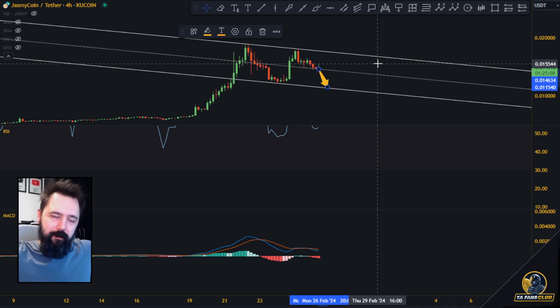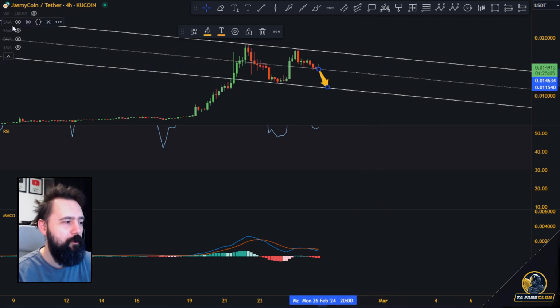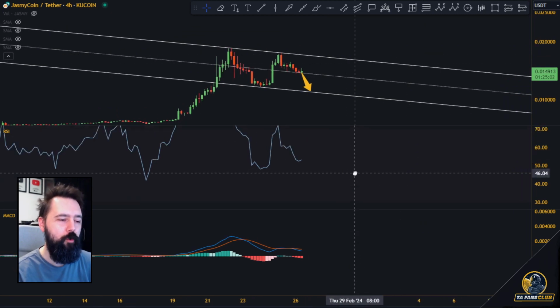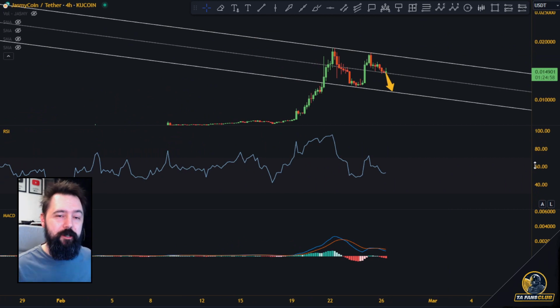It looks good. Jasmy looks nice. It's out of the accumulation zone. It's pumping, so right now it's going through the pullback, but longer term we will know when we actually get to the top of the Jasmy coin. So eventually that will be there.